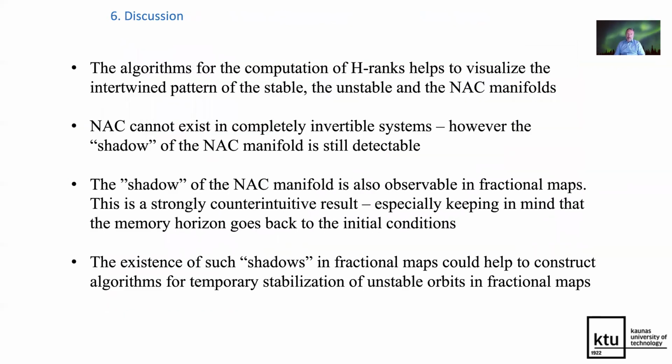So the algorithms for the computation of H ranks help to visualize the intertwined pattern of the stable, unstable, and the NAC manifolds. The non-asymptotic convergence cannot exist in completely invertible systems. However, the shadow of the NAC manifold is still detectable. The shadow of NAC manifold is also observable in fractional maps. This is a strongly counterintuitive result, especially keeping in mind that the memory horizon goes back to the initial conditions.